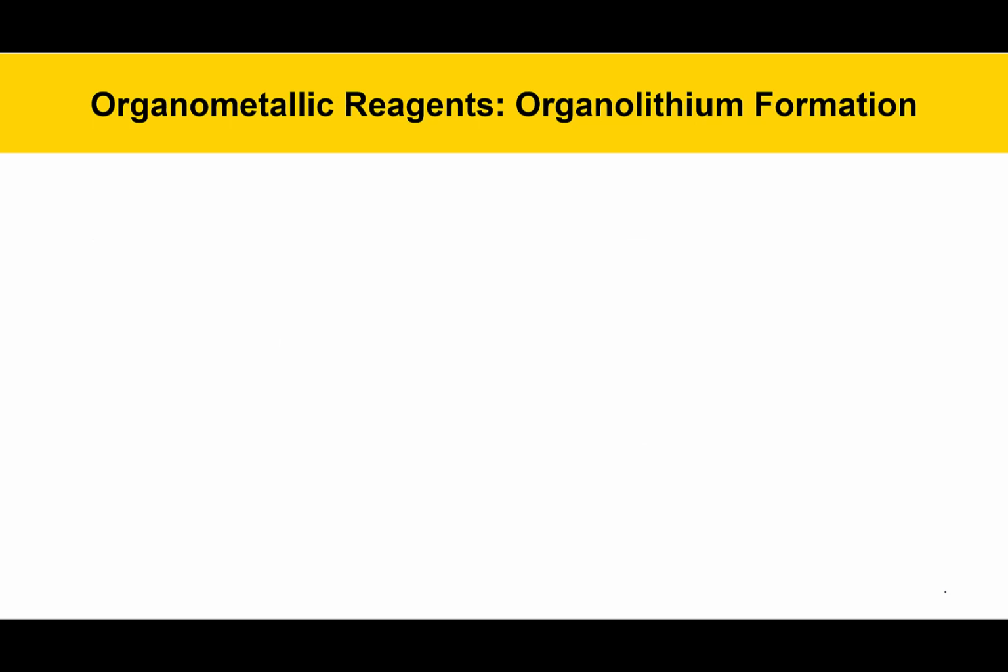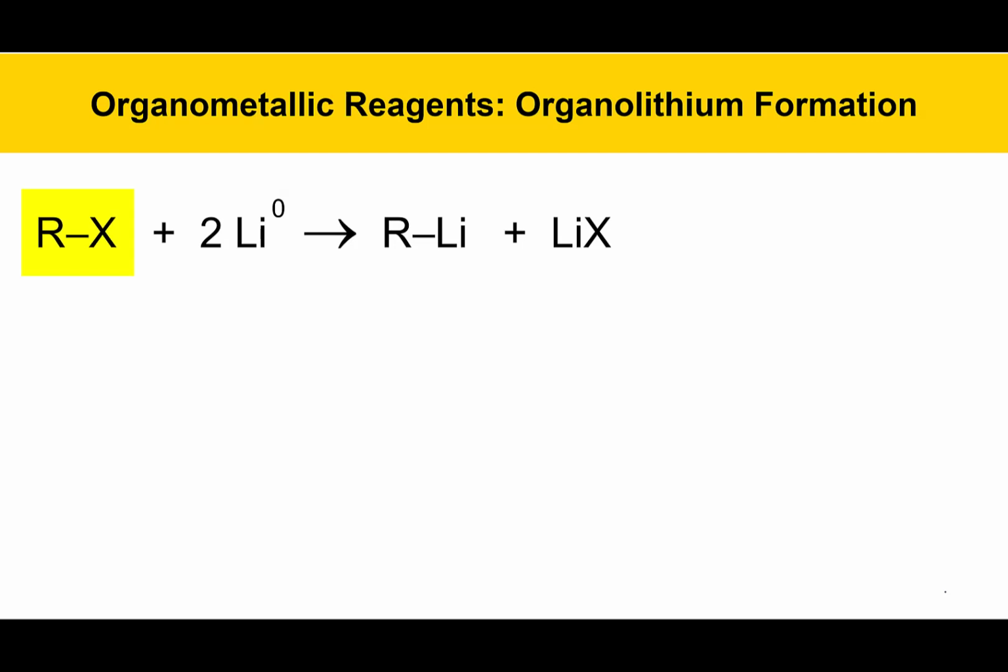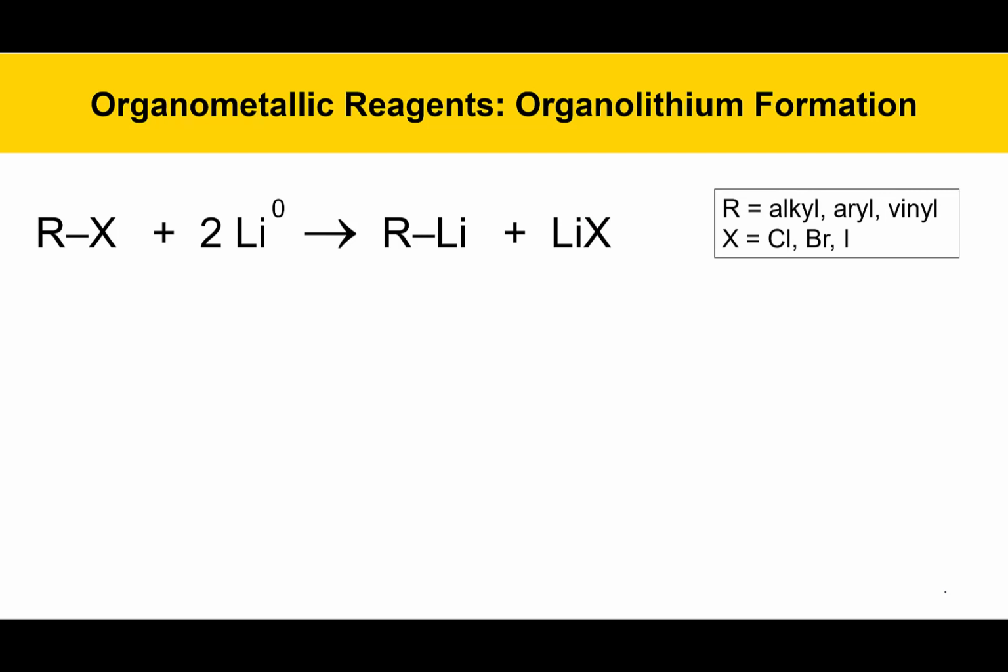Here we're going to talk about organolithium formation. The way this reaction works is you start with an organic halide, RX. That reacts with two equivalents of lithium metal, and here the little 0 superscript is meant to represent that this is metallic lithium, so it's lithium metal. Those react to form one equivalent of RLi, that's the organolithium reagent, and one equivalent of LiX, where X is the halogen. In these examples, the R group can be many things. It could be an alkyl group, an aryl group, in other words, an aromatic ring, a vinyl group, in other words, a carbon-carbon double bond, and the X portion could be either chlorine, bromine, or iodine.